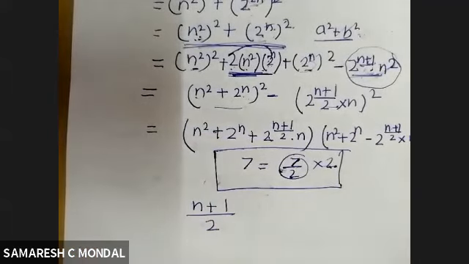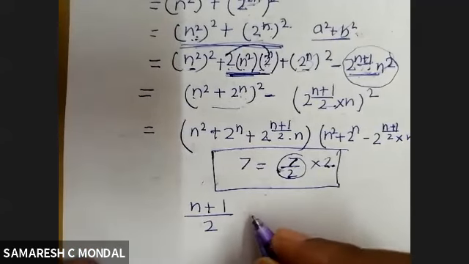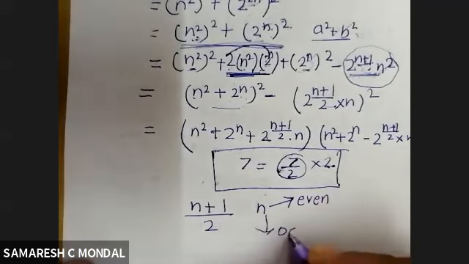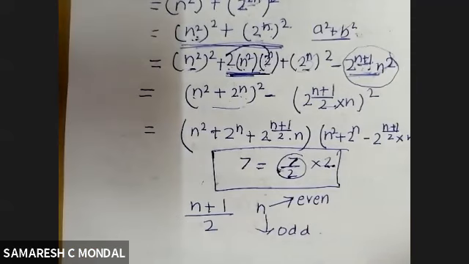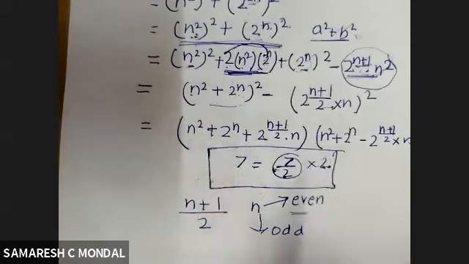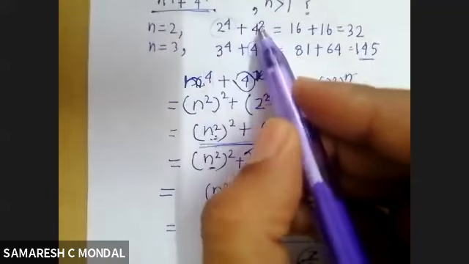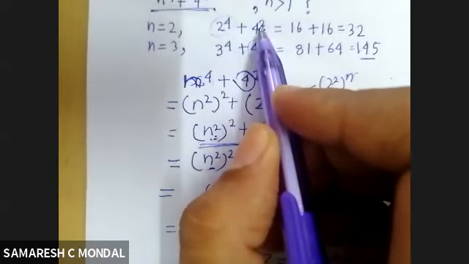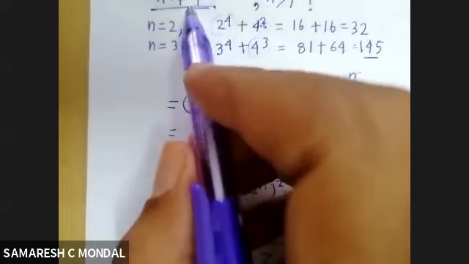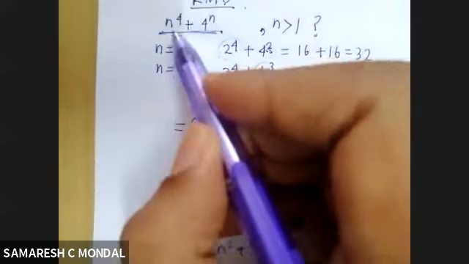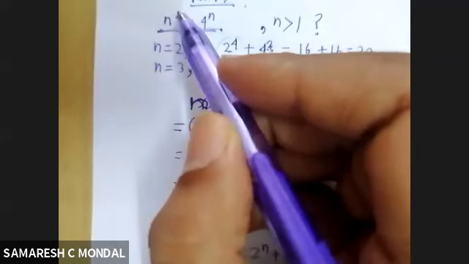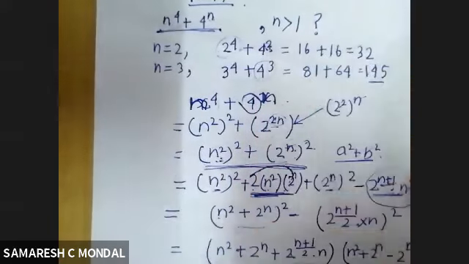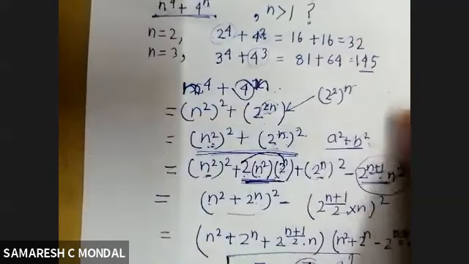Okay. N can be even or odd. That's the idea comes. N can be either even or n can be odd. If it is even, earlier itself in the beginning, I told if it is even plus even is even. Even plus even is even. I repeat again so that you understand. If n is even, this power is even, n to the power 4 is even, and 4 to the power even is even. So even plus even is even. So there is no chance of prime number.